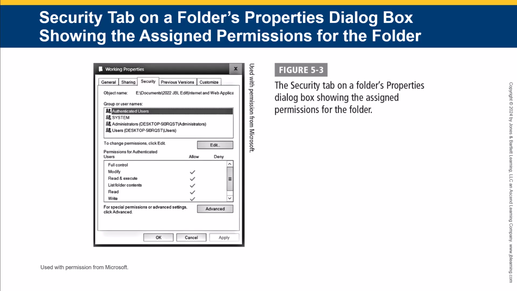So here is an example of a Windows machine looking at NTFS and looking at the security features on a specific folder. This is looking at eDrive, Documents, 2022, JBL edits for the Internet and Web Application book, and this is looking at this person's desktop, and the different groups that are associated with it.